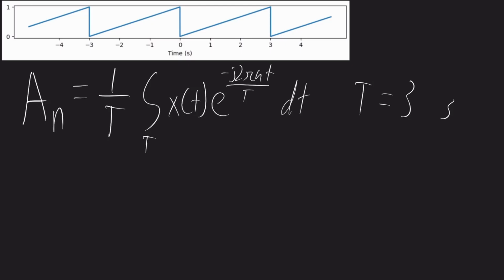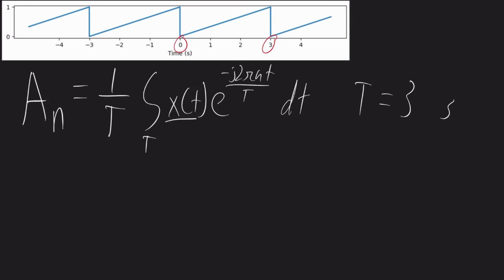Next, we need to determine the bounds of integration, or the interval that we're going to integrate over. We can pick any 3-second interval. For example, negative 3 to 0, or negative 2 to 1, or really any 3-second interval. So the easiest one is going to be 0 to 3, because that gives us one sawtooth pattern, and it also gives us a lower bound of integration of 0.